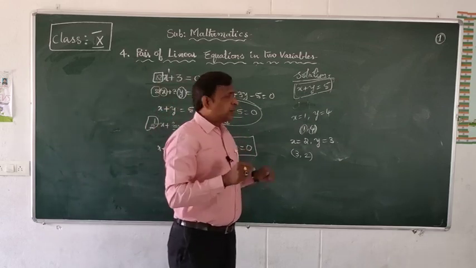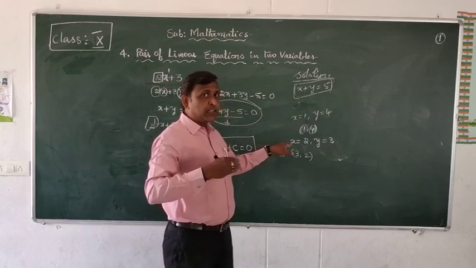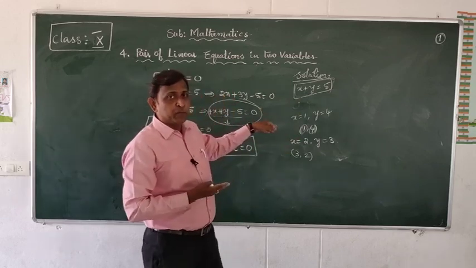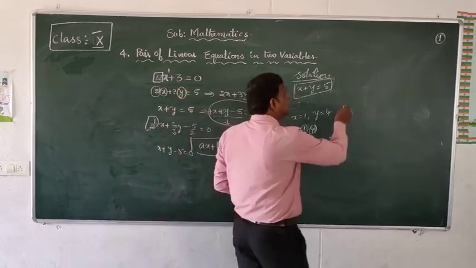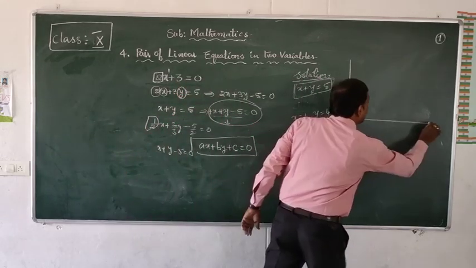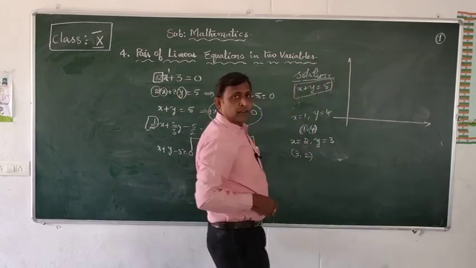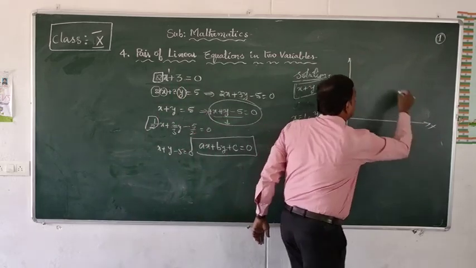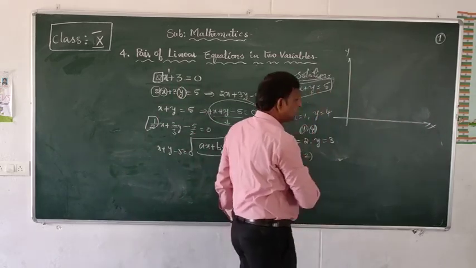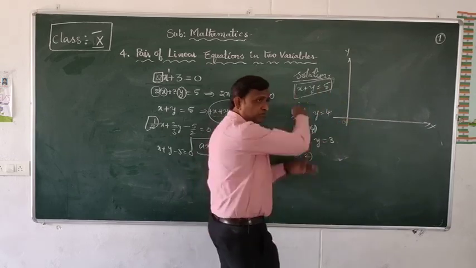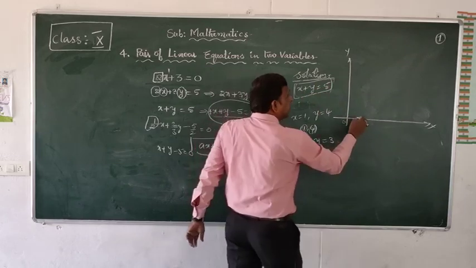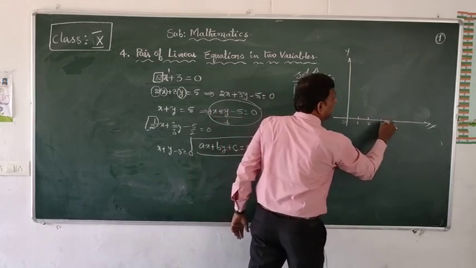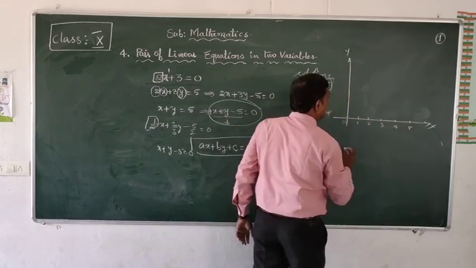Is it clear? Now I have explained the solution using the algebraic method. In case I explain the graphical method, you can understand very clearly. You know the x axis and y axis, and the origin is 0. We have discussed this totally in our class 9 itself. And 1, 2, 3, 4, 5.